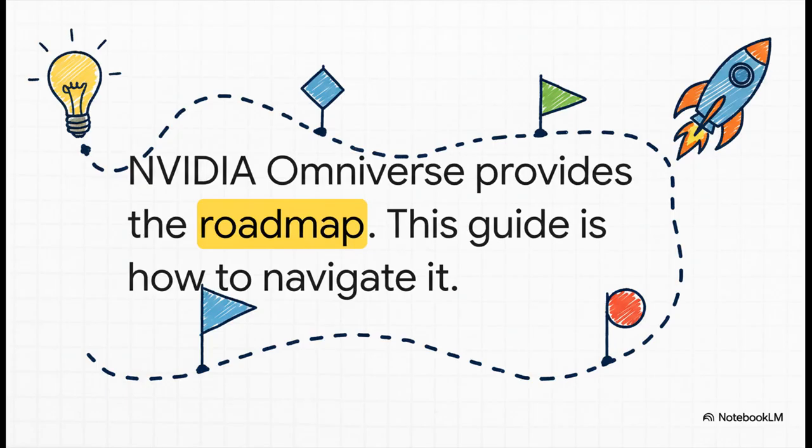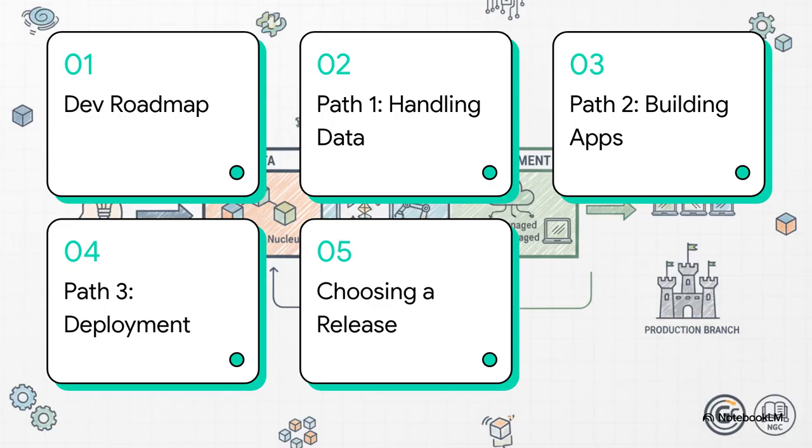We're going to walk through all the key decisions you're going to face, right from that first spark of an idea all the way to a fully deployed application. Okay, so here's what we're going to cover. We'll start with the overall development roadmap. Then we'll dive into 3 core paths. First, how you handle all your 3D data. Second, how you actually build your application. And third, how to deploy it and get it out there. And then we'll wrap up with a really crucial final choice, picking the right Omniverse release for your project.